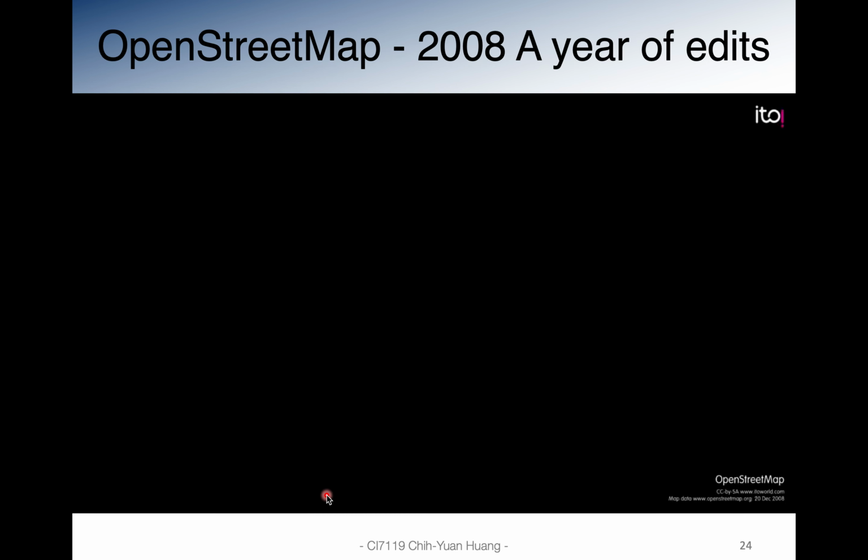And here we have two videos that I want to show you, but they will be shown in the class. The first one is the 2008 year of edits. OpenStreetMap has what they call a flash show, to indicate each of the edits in that certain year, and this is the video for that.